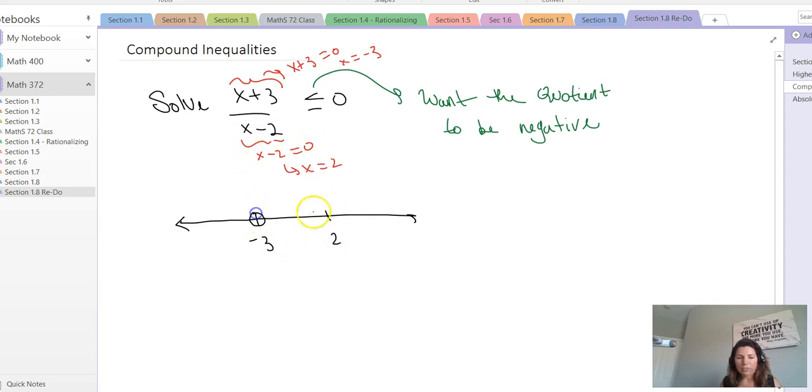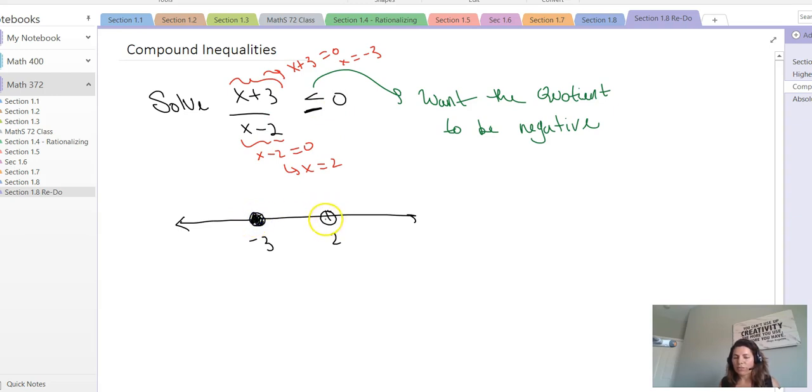And as I put circles on them, are they going to be open or closed, included or not included? Because we have the equals here, that means that x is allowed to be an endpoint. So for here, x is negative 3. Negative 3 plus 3 is 0. Negative 3 minus 2 is negative 5. So you're going to have 0 over negative 5, which is 0. And since you are allowed to be 0, negative 3 is going to be included.